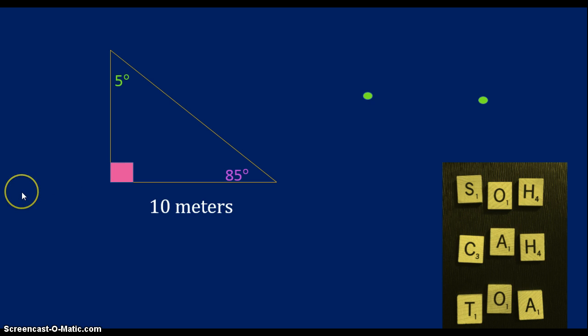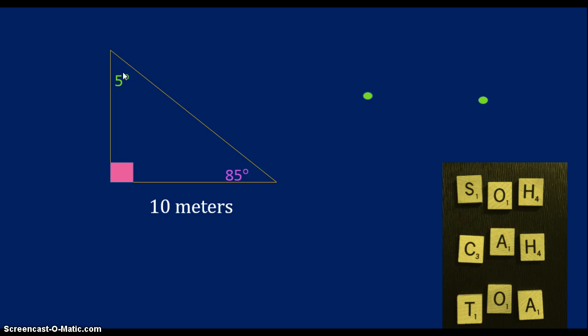We also know that a triangle's angles add up to 180 degrees. 180 minus the 90 from the right angle equals 90. So we already know that this is 85 degrees. So 85 plus 90 plus whatever this angle is going to be is going to add up to 180. Well, when you solve that equation, you find out it's 5.